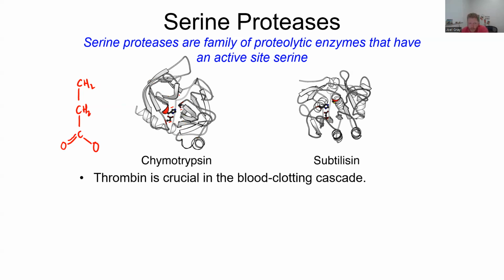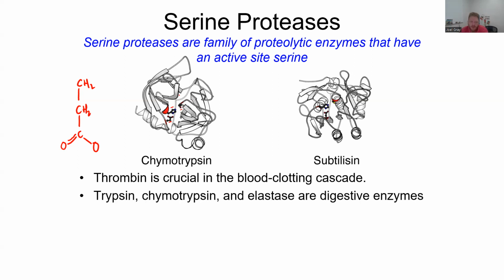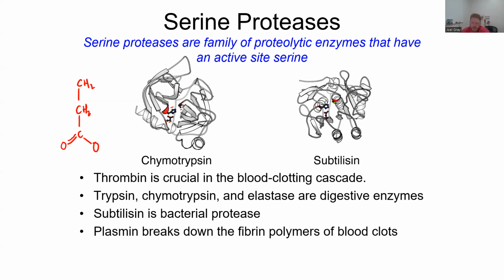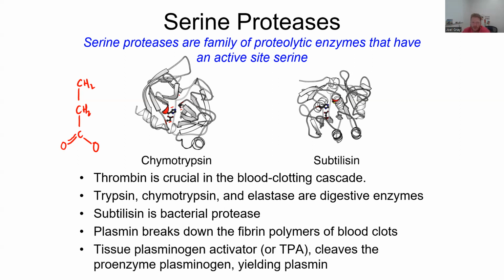Okay. With that said, there's another serine protease known as thrombin, which is a critical enzyme in blood clotting, in order to initiate blood clotting. Trypsin, chymotrypsin, and elastase are all digestive enzymes, so they're found in your gut. Subtilisin is a bacterial protease. Plasmin is also a serine protease that breaks down the fibrin polymers of blood clots. So these are all serine proteases, and within the active site, within the catalytic core of the enzyme, there is a serine.